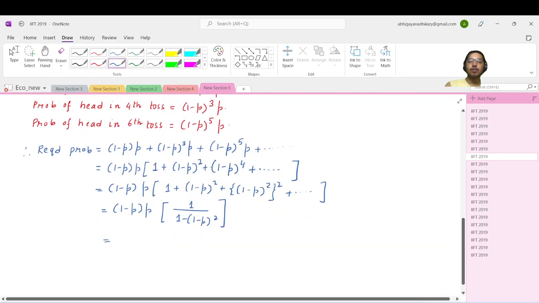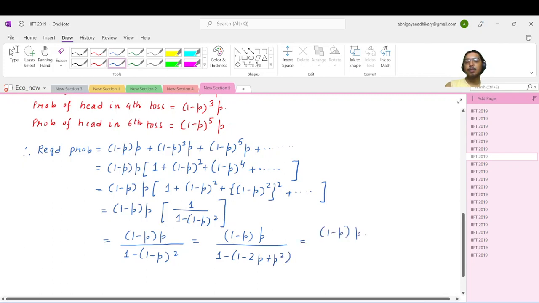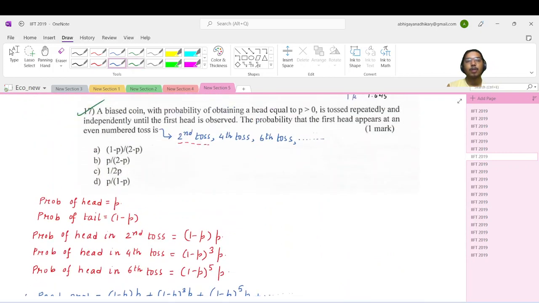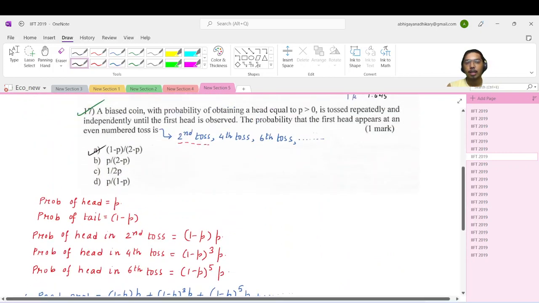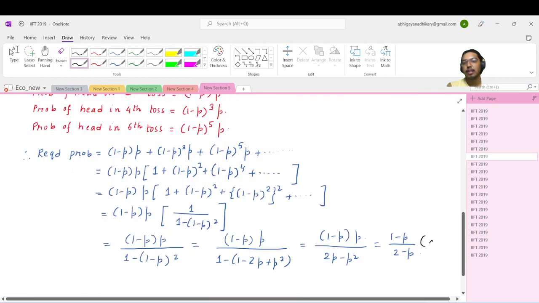So that means this is going to give us (1 minus P) times P divided by 1 minus (1 minus P) whole squared. So 1 minus (1 minus P) squared is 1 minus (1 minus 2P plus P squared), that is 2P minus P squared. So again P will be going out and we have (1 minus P) divided by (2 minus P), which is basically, in our case, option number A. So question number 17, option is A. Thank you.